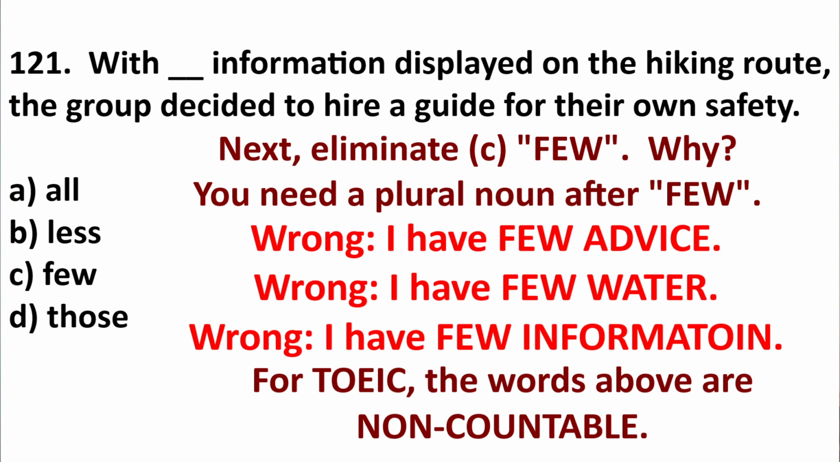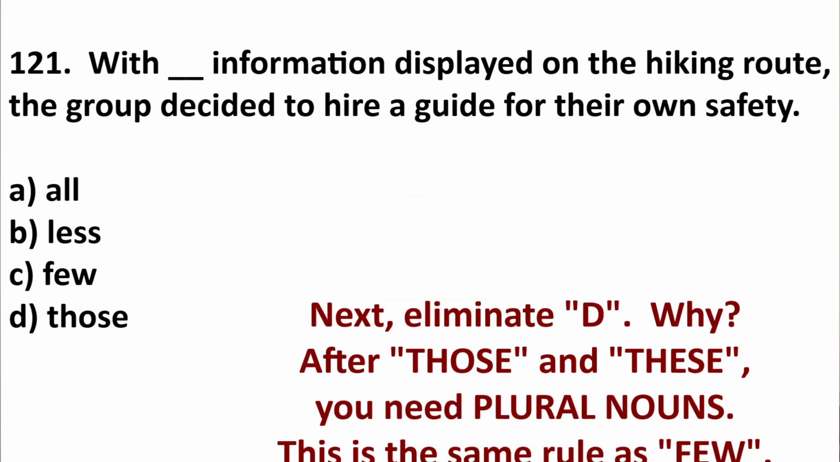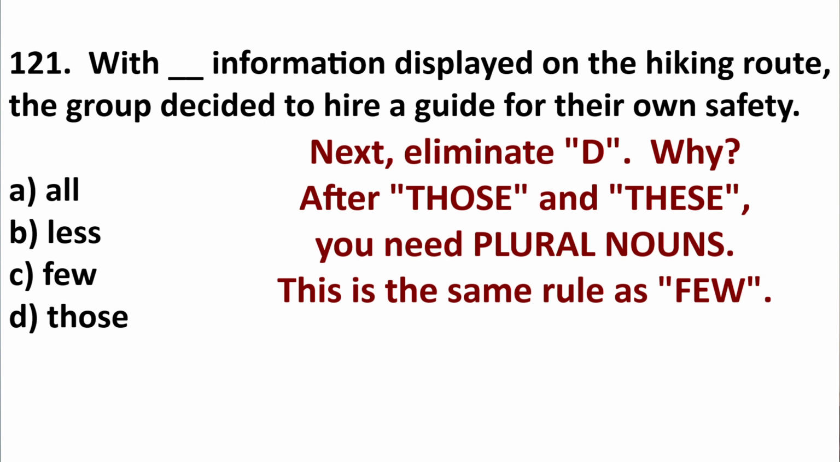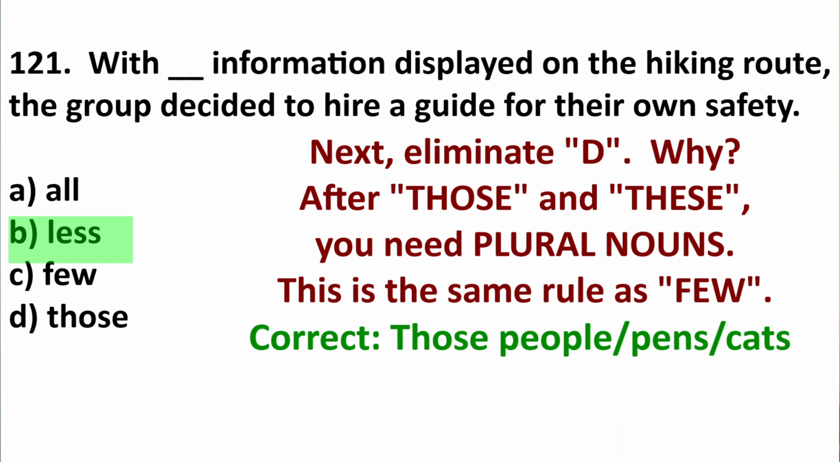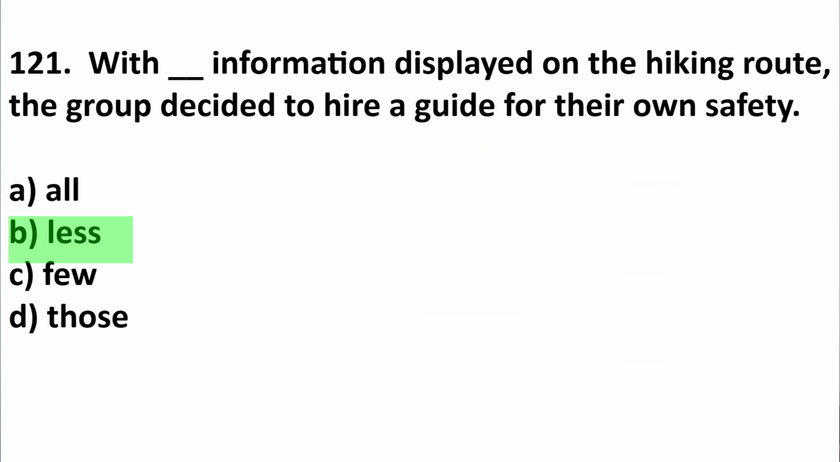Next, eliminate those. So we can eliminate, as you see, D, and this is for the same reason. After those, you need plural nouns. For example, those people, those pens, those cats. However, it's wrong to say those furniture, those feedback, because furniture and feedback are non-countable. Therefore, the answer is less, B.